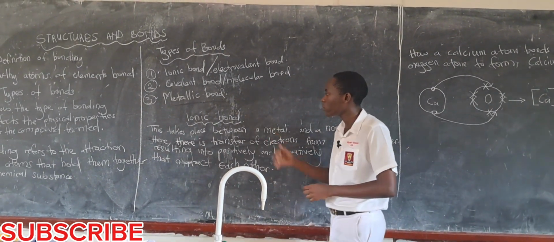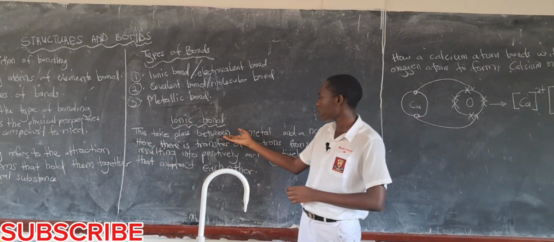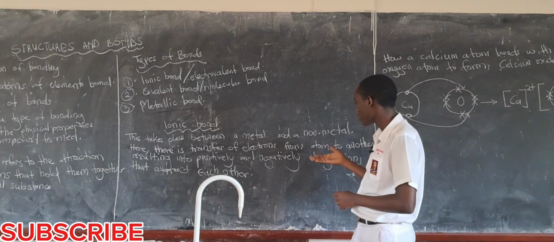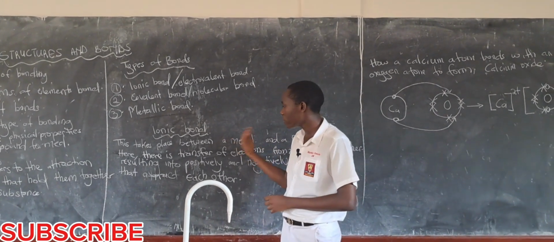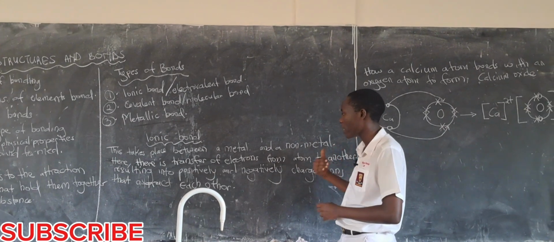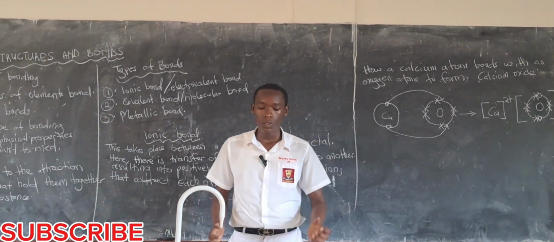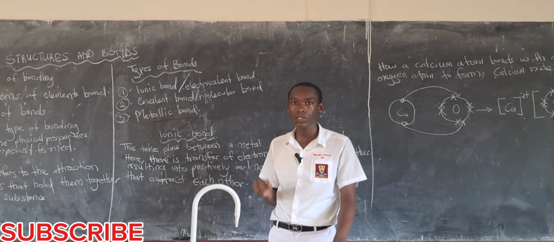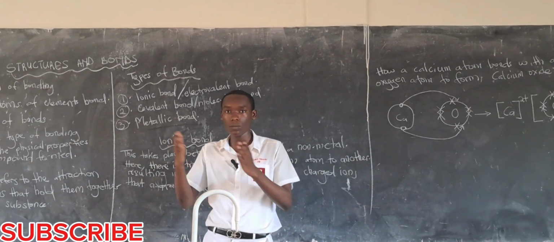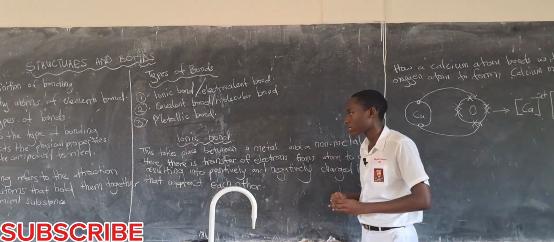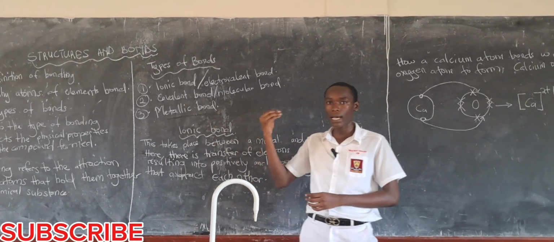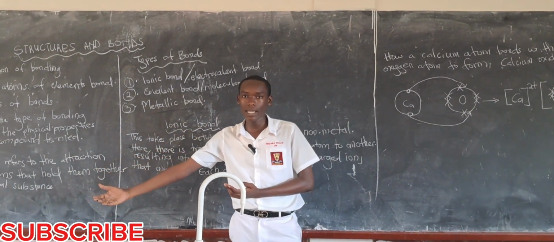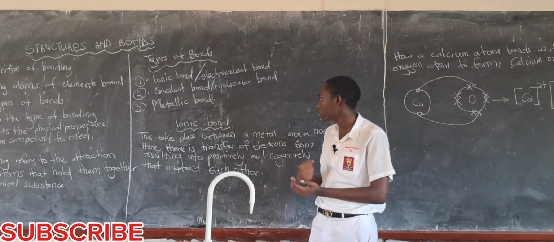Let us start with the ionic bond. Ionic bond takes place between a metal and a non-metal, as we have heard. Here, there is transfer of electrons from one atom to another, resulting in positively and negatively charged ions that attract each other. So, for a bond to take place, there should either be sharing of electrons, or transfer of electrons from one atom to another. For the ionic bond, there should be a transfer of electrons from one atom to another. It means the metallic element is donating an electron to the non-metallic element, and the non-metallic element is receiving the electron.